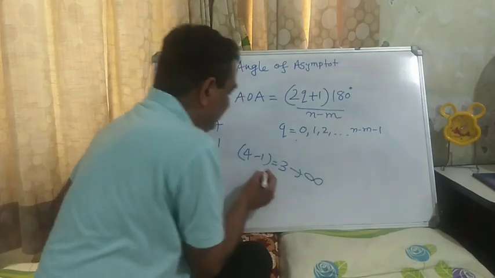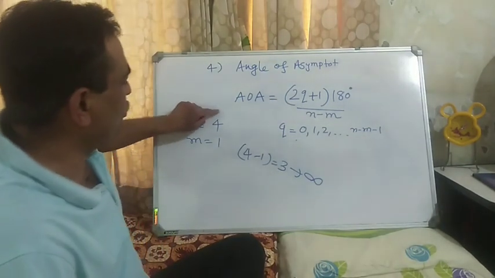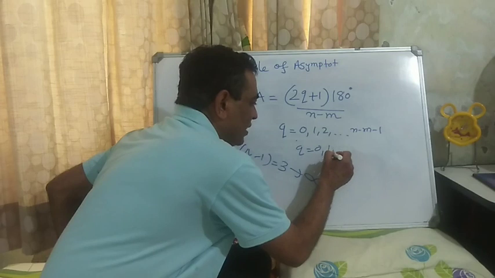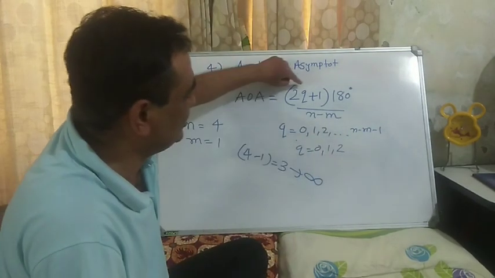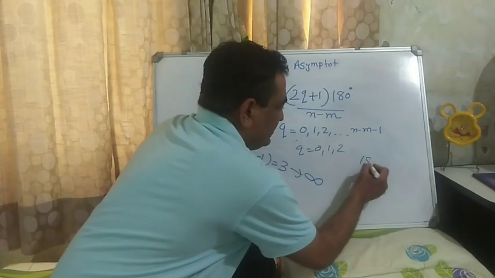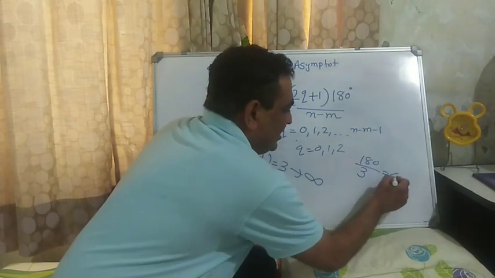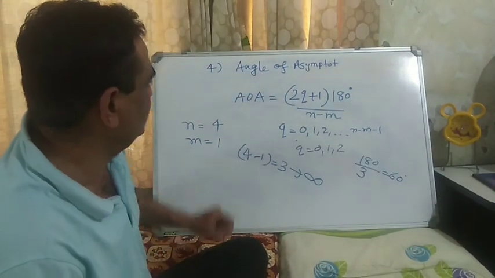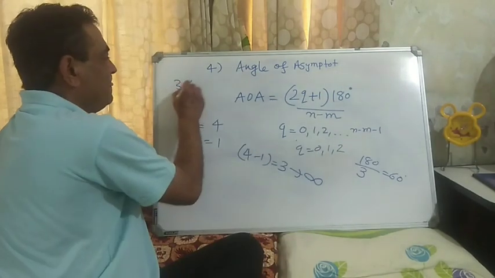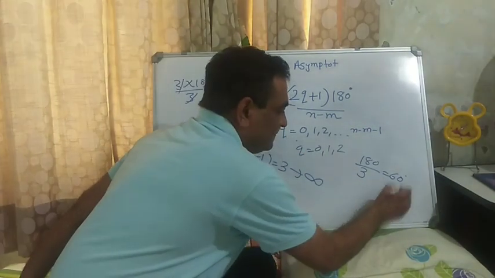So q here, if n is 4, m is 1, so n minus m minus 1, 4 minus 1 is 2. So q will go from 0, 1 and 2. If I put 0 in this equation, then 2 into 0, 0 plus 1, 180 divided by n minus m, 4 minus 1, that is 60 degree. This is one angle of asymptote. Then q is equal to 1. So 2 plus 1, 3, 3 into 180 divided by 3. So another is 180 degree.